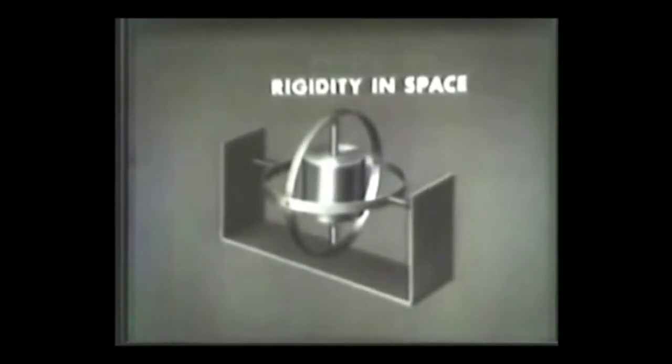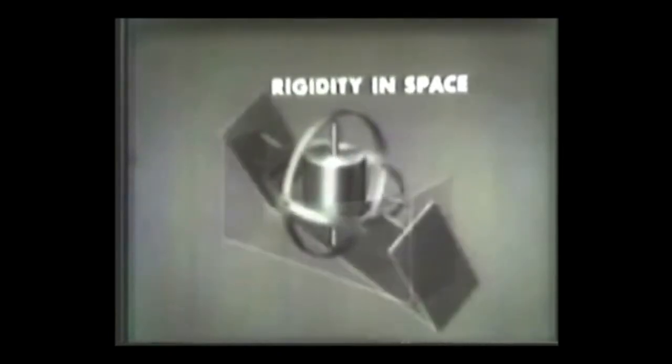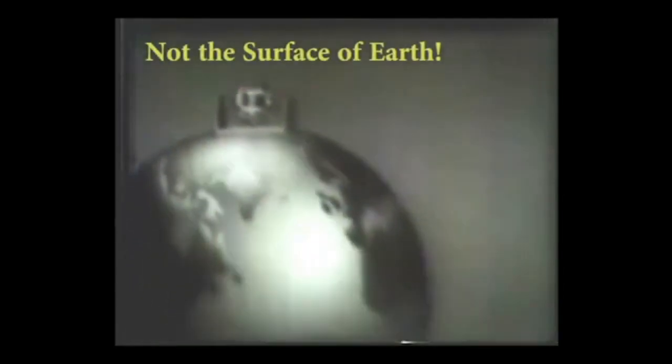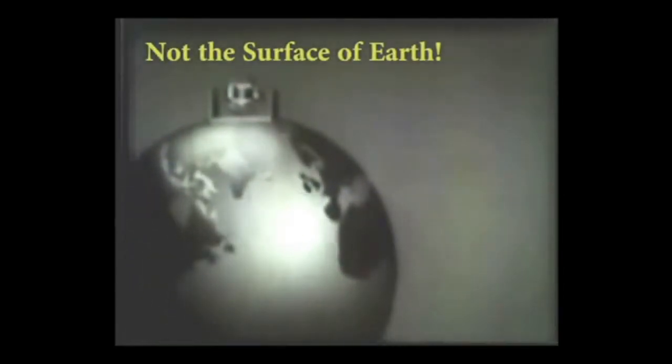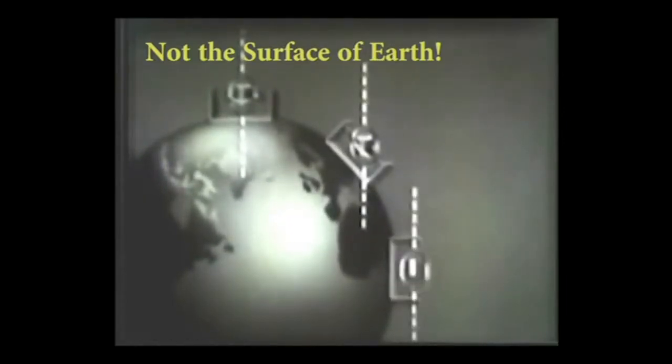As for rigidity in space, the spinning rotor remains in its original attitude, while the gimbals and base move around it. In other words, the gyro maintains its axis in relation to space, and not to the surface of the Earth. If a gyro moves around the Earth, its axis is vertical to the Earth's surface here, at an angle here, and horizontal here.